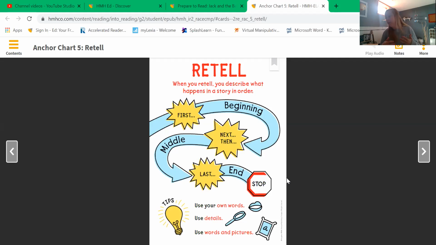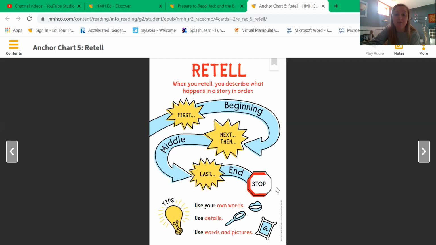So when you retell for that question number 1, you need to say, first, this happened. Then, what was their problem that they faced? And last, how did they solve that problem? That is retelling the story and making sure that you have complete sentences.